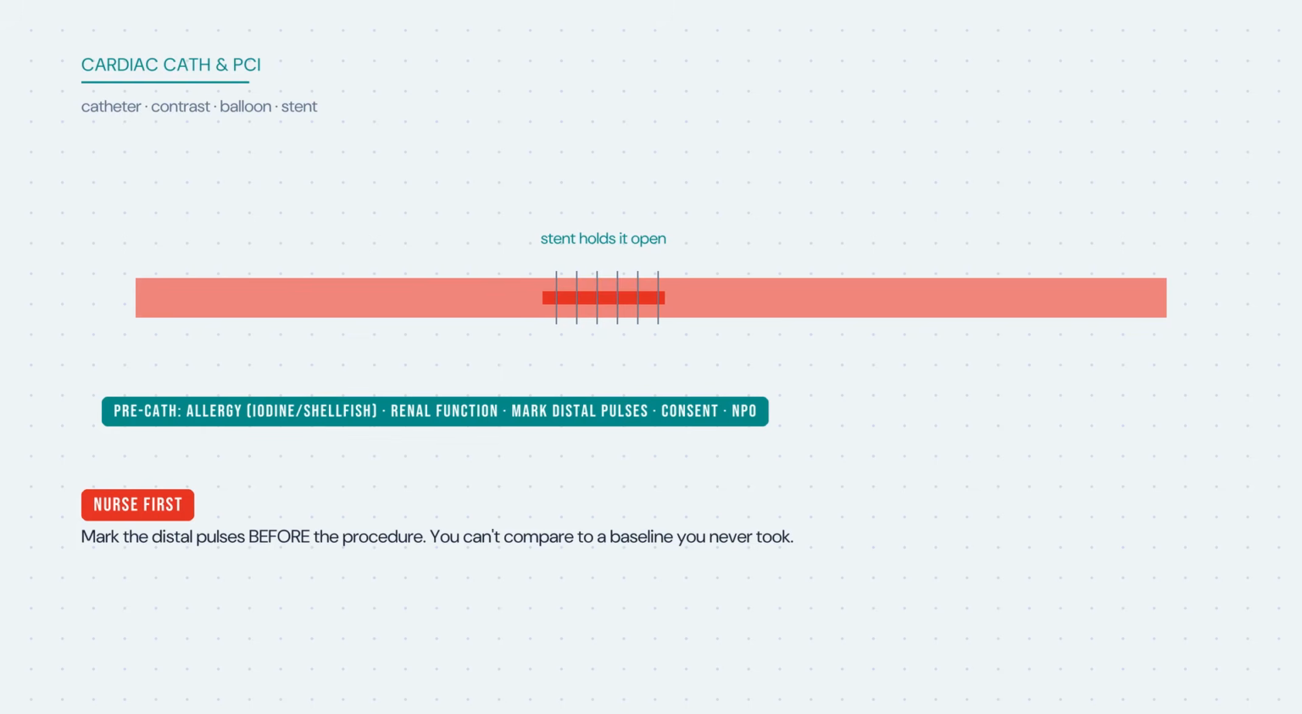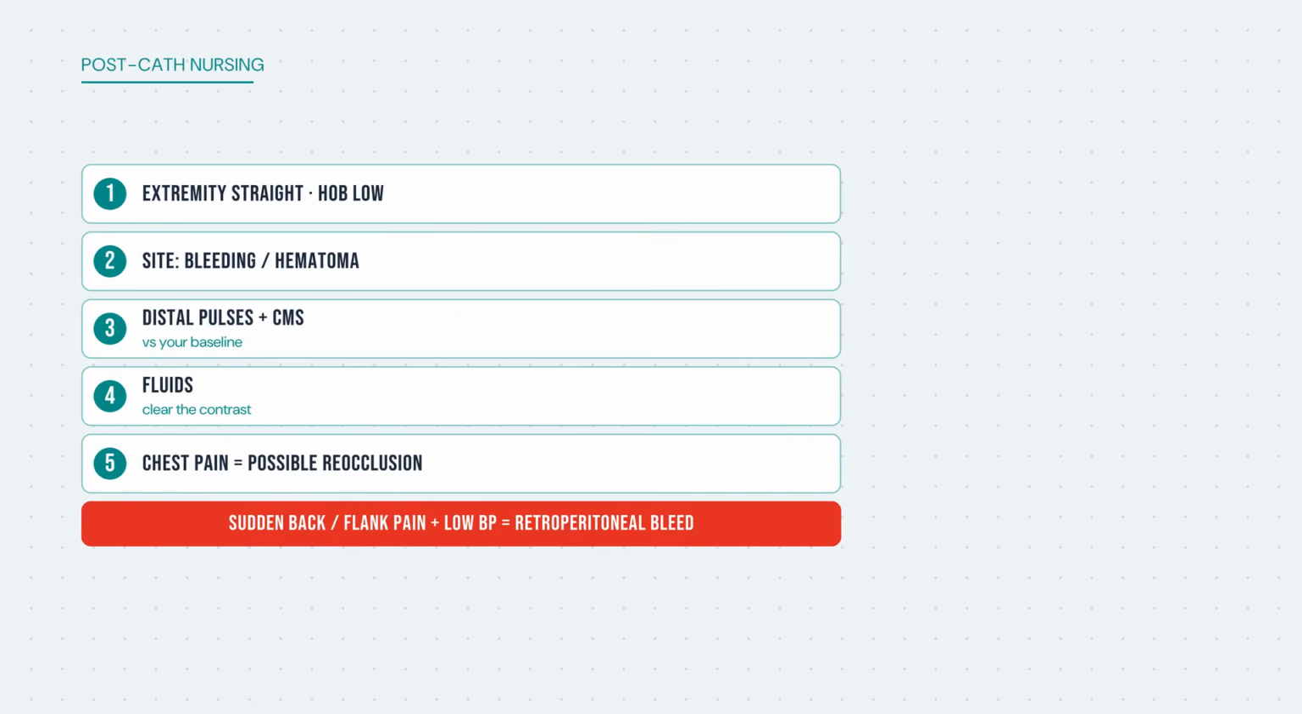Beforehand, you are asking about allergies, specifically iodine and shellfish, because of the contrast, checking kidney function, since contrast is hard on the kidneys, and marking the distal pulses so you have a baseline to compare against afterward. Afterward, you are watching an arterial puncture site in an anticoagulated patient, so bleeding is the concern.